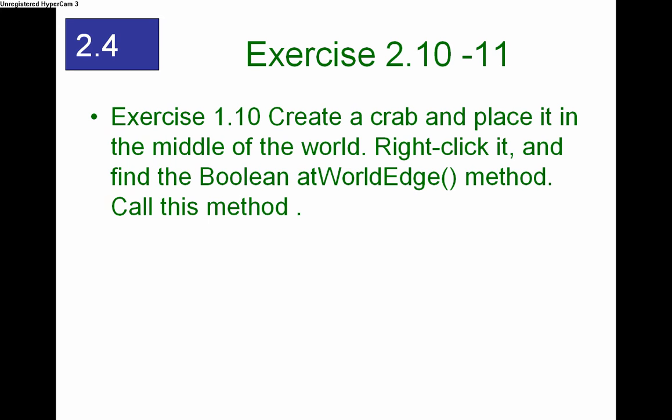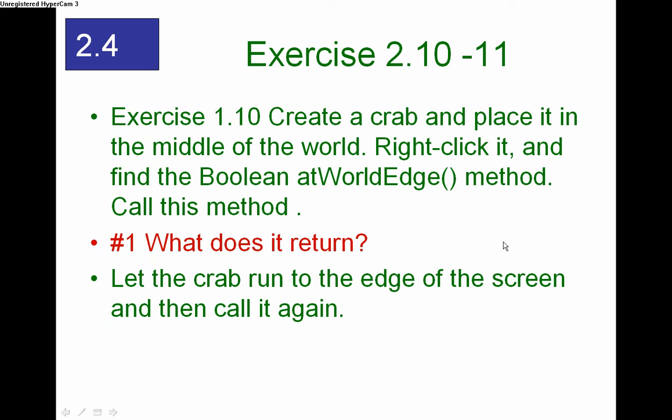Exercise 110. Create a crab and place it in the middle of the world. Right click it and find the boolean at world edge method. Call the method. What does it return? And then let the crab run to the edge of the screen, and then call this at world edge method again. And now what does it return?